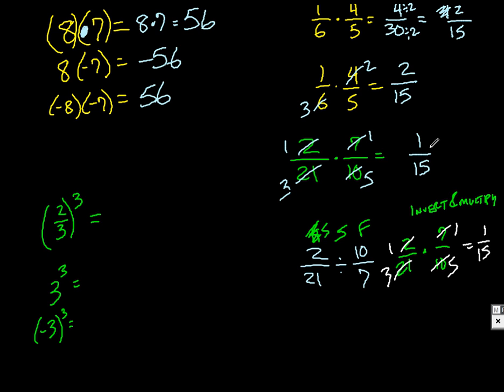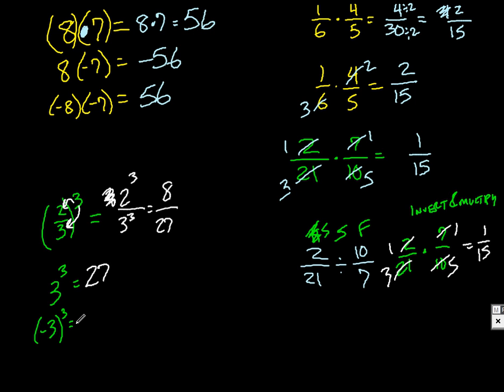Now, these last ones right here with the exponents. If I have a fraction with an exponent, I can just distribute that 3 in for both the numerator and the denominator. 2 to the third power, 2 times 2 times 2 is 8. 3 to the third on the bottom is 27. Over here, we just said 3 to the third is 27.